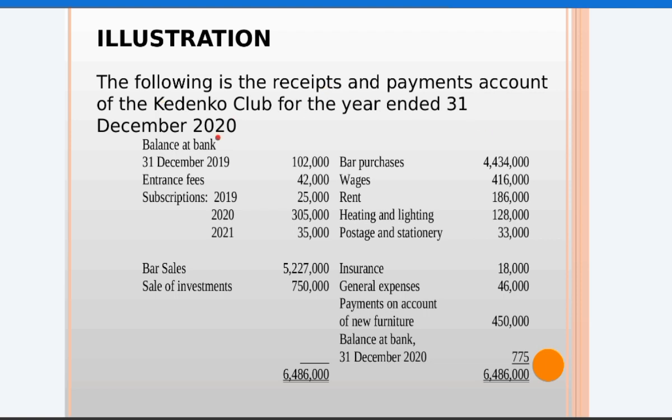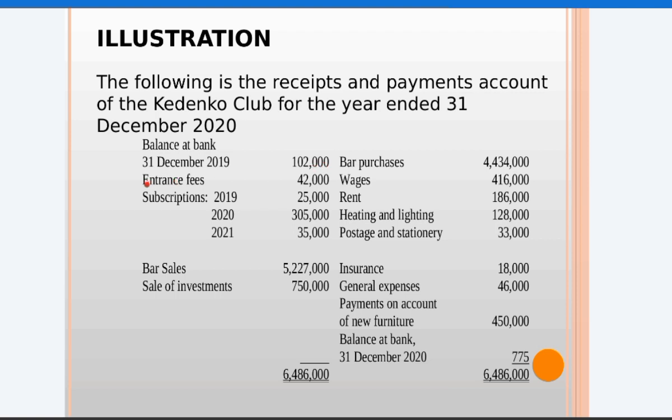So we have the receipts and payments account. We have the debit side, which records our receipts, and the credit side, which records the expenditures. And remember, these are actual inflows of cash and outflows of cash. So the opening balance, which is as at 1st January 2020, is 102,000.